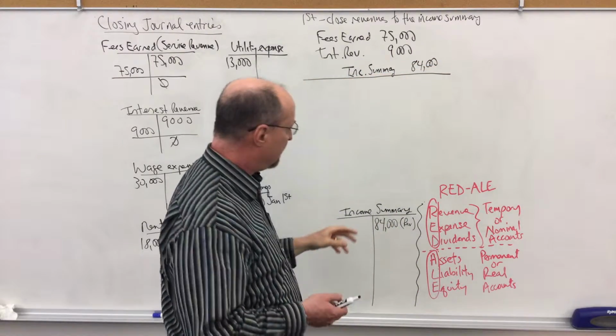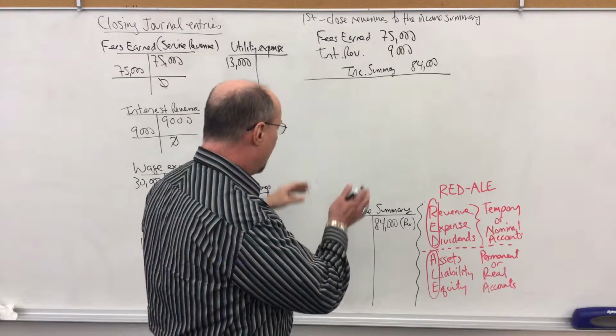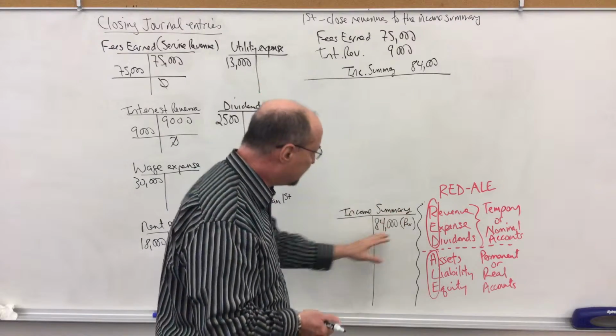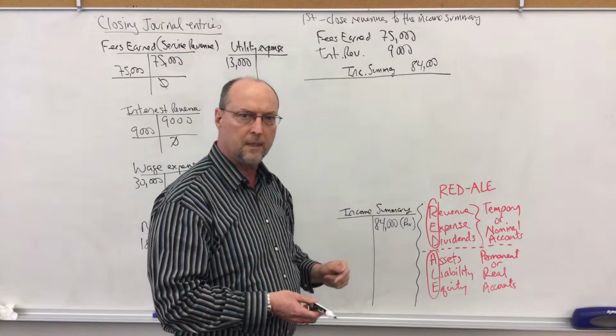Remember, the only time you ever see the income summary is in the closing process. Don't think of it as an account that goes on the income statement or the balance sheet or retained earnings. We only see it in the closing process. That's to help us close out the revenue and expense accounts.